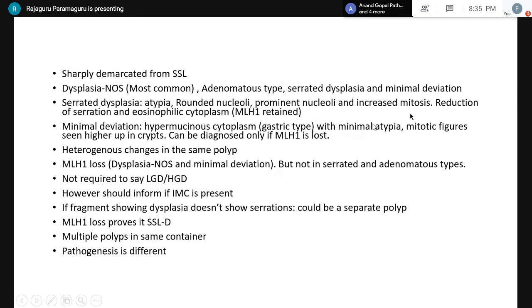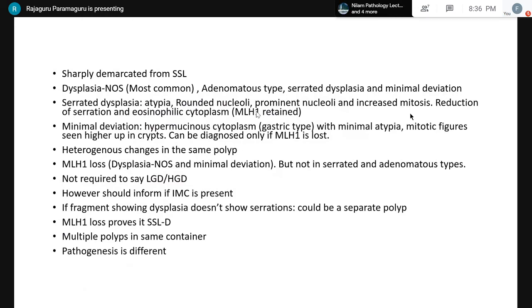Serrated dysplasia is going to show atypia with rounded nuclei, prominent nucleoli, and increased mitosis. The main thing is that there will be reduction in the serration, and the cytoplasm is going to appear more eosinophilic. The MLH1 in this will be retained. In an adenomatous dysplasia, it is just going to look similar to that of a tubular adenoma.